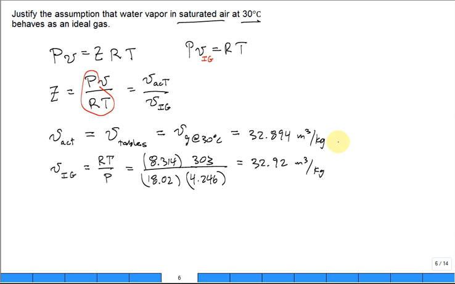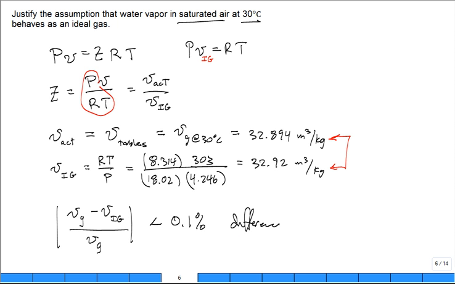And now we do the comparison. Are they reasonably the same number? Sure. And so what we find is that the absolute value of V sub G minus V sub IG divided by V sub G is less than 0.1% difference. So the difference between the two specific volumes is less than 0.1%. That's spot on, right? So that's how you justify treating the water vapor as an ideal gas.